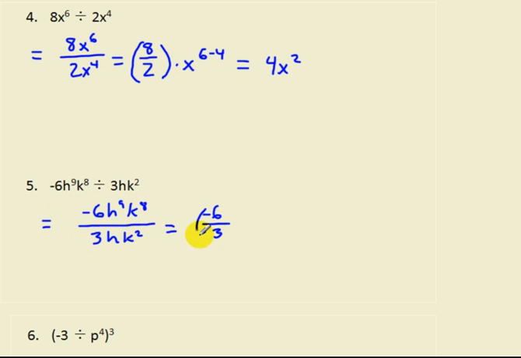Negative 6 divided by 3, and then we have h to the 9 minus 1 power, and then k to the 8 minus 2 power. So this equals negative 6 divided by 3 is negative 2. By the way, if you have a case where the denominator won't divide evenly into the numerator, you can just go ahead and leave it as a fraction, just simplify it. So we have negative 2 h to the 8th power k to the 6th power.